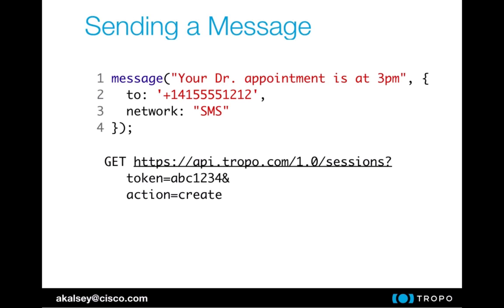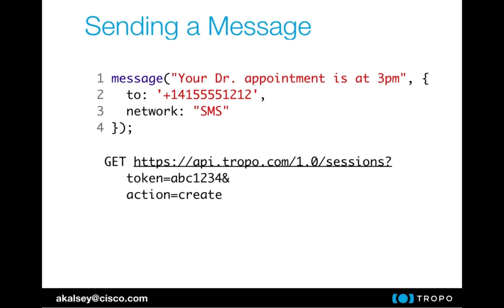Sending SMS requires two parts. First, you'll need to put together a Tropo application, a script that runs on our server that instructs Tropo what to do. In this case, the script says message, "Your doctor's appointment is at 3 p.m." We're going to send that to this telephone number, and we're going to send it over the SMS network.